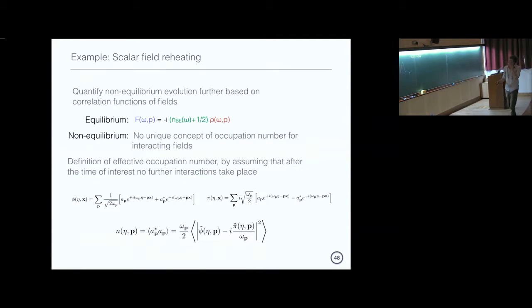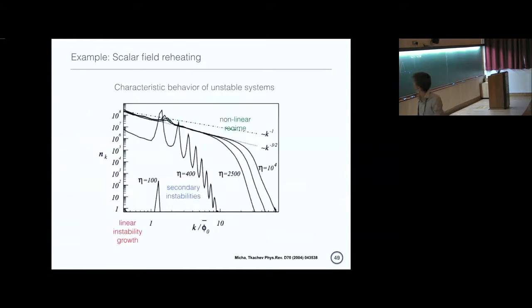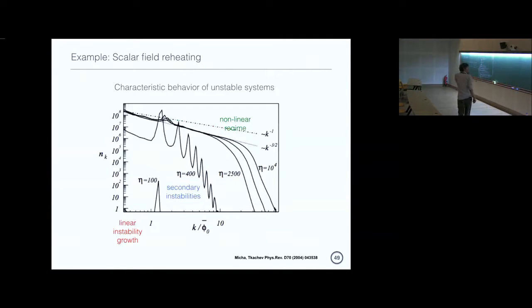Okay, so now we have a more meaningful tool to characterize what is happening to that system. And so now let's look at the evolution of this occupation number as a function of time. This plot that we're going to be discussing now is really extremely characteristic for a lot of unstable systems. Yeah. So let's see what's going on.